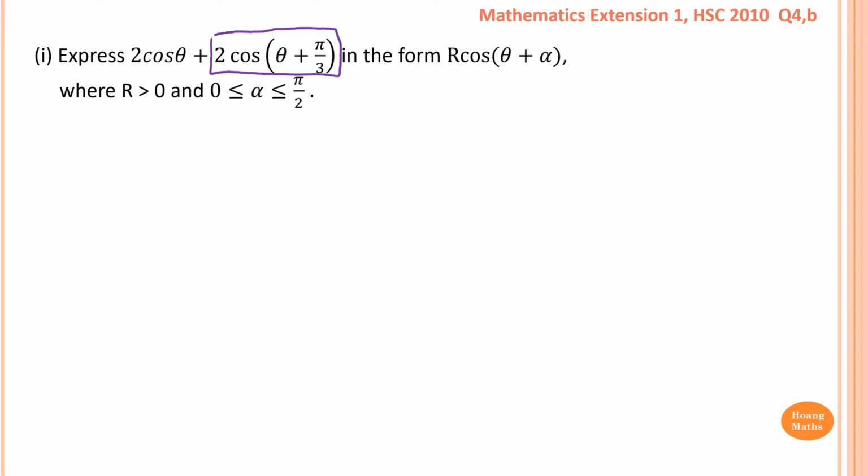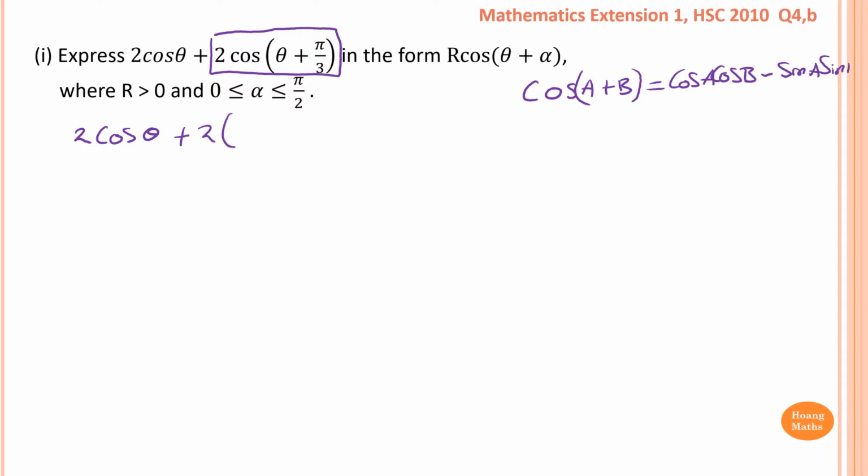So now we know that the first one is just 2 cos of theta plus 2. I expand this out. So remember the trig identity, cos of A plus B, which equals cos A cos B minus sine A sine B. So now this becomes cos of theta cos of pi over 3 minus sine of theta sine of pi over 3.